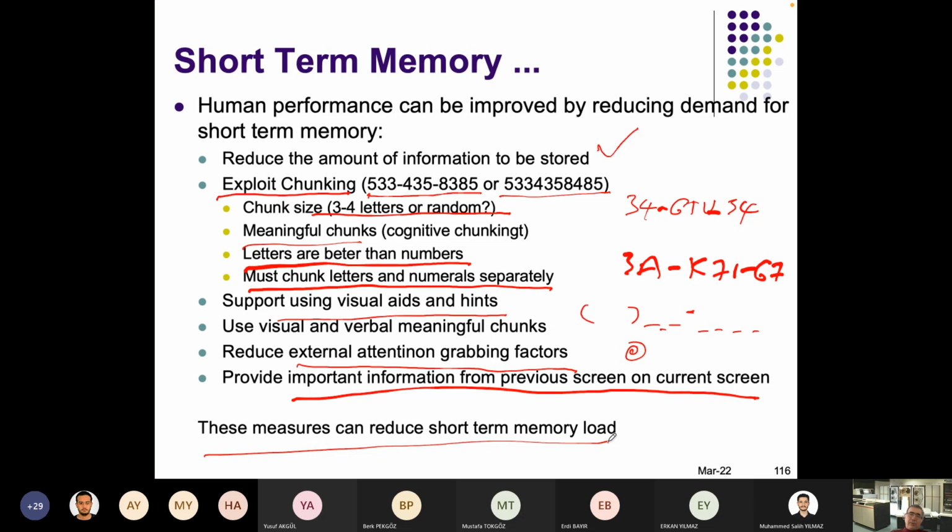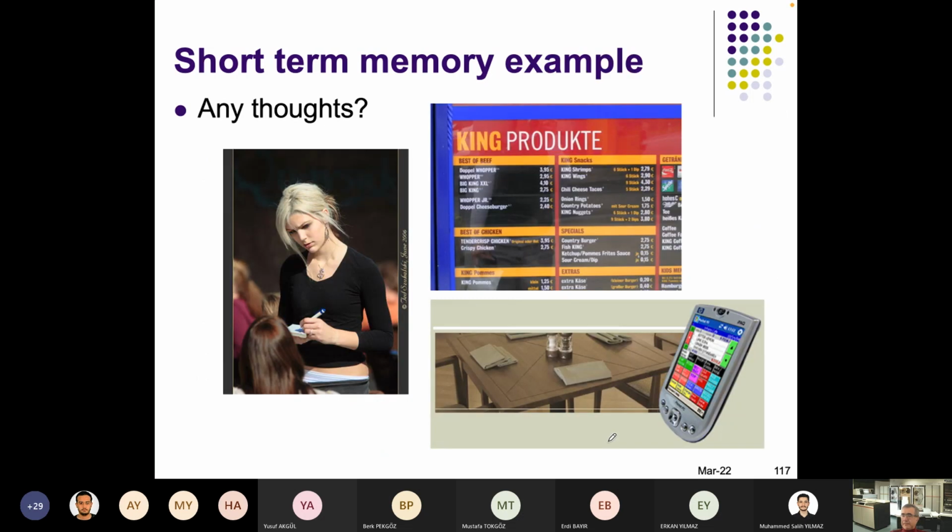Any questions or comments? It is welcomed. My chat window is also open. Yeah, this is interesting.